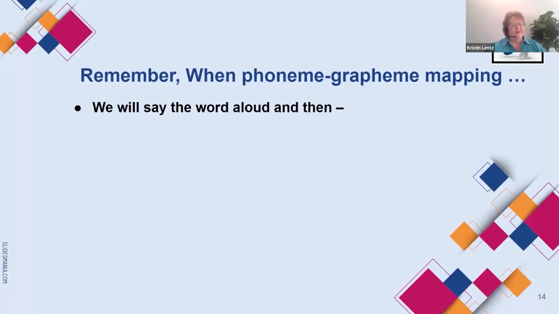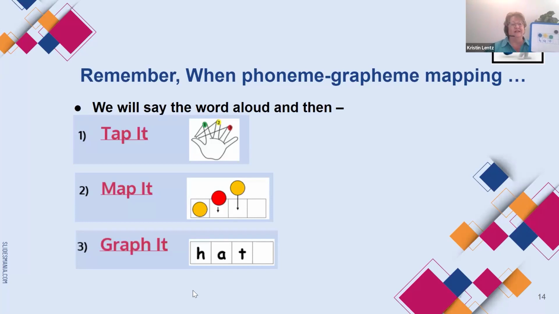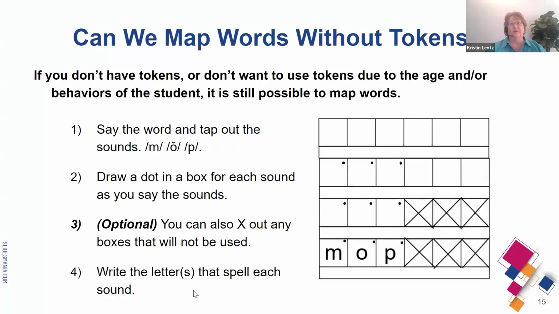Quick little review. Again, I want you to think about this and even say it aloud. We know that with good vocabulary instruction, it's important for students to use the language and the words as well as listen to them. So when we're phoneme-grapheme mapping, we're going to say the word aloud, and then we are going to first tap it, next map it, and finally, we're going to graph it. So tap it, map it, graph it is the process we're going to work through.